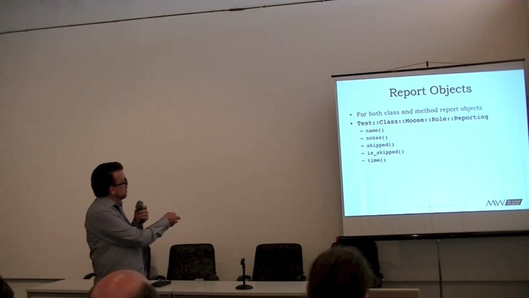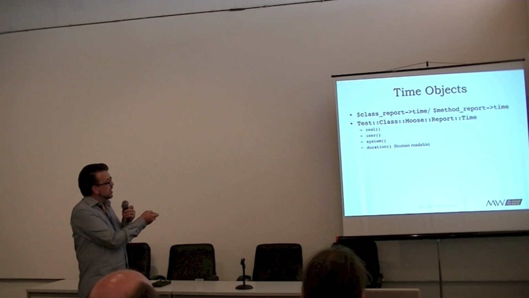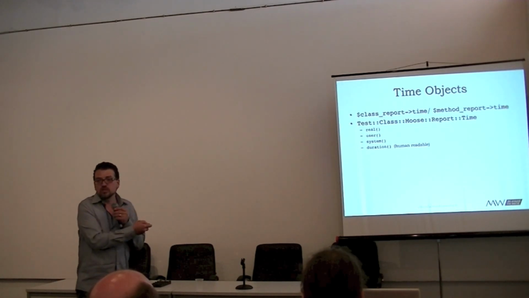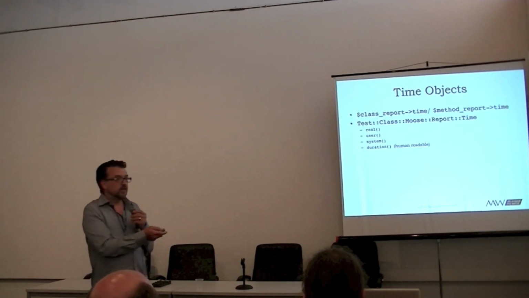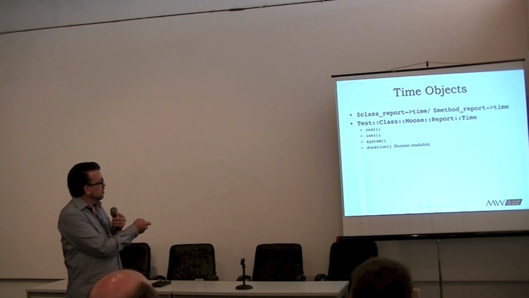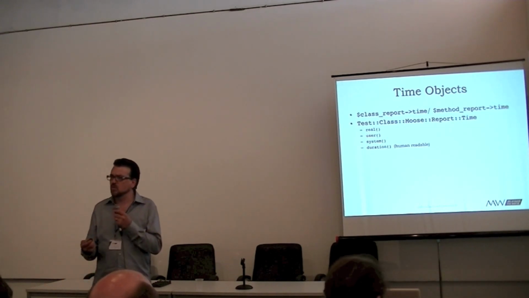This time method down here is actually a time object, which is done with Test::Class::Moose::Report::Time. You can get your real time, user time, system time, or a human readable duration if you just want to print that out. It gives you all sorts of information. If you see your real time and your system time diverging wildly, that can give you all sorts of interesting thoughts about what's going on there.